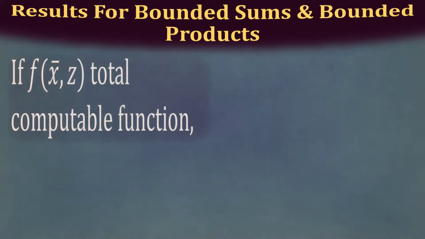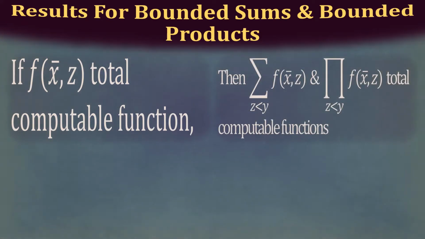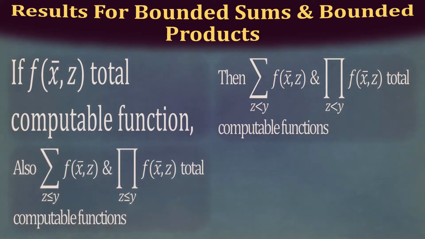If f of x bar z is a total computable function, then the sum of all z less than y of f of x bar z and the product of all z less than y of f of x bar z are also total computable functions. Further, note that the sum of all z less than or equal to y of f of x bar z and the product of all z less than or equal to y of f of x bar z are also total computable functions. Now, let's define the unbounded minimization operator.